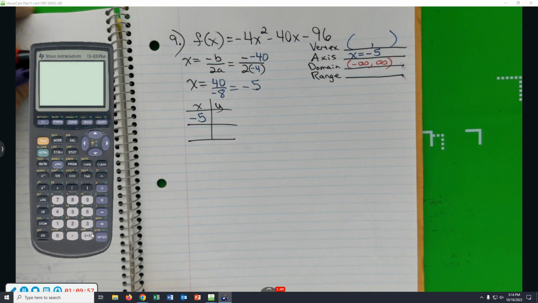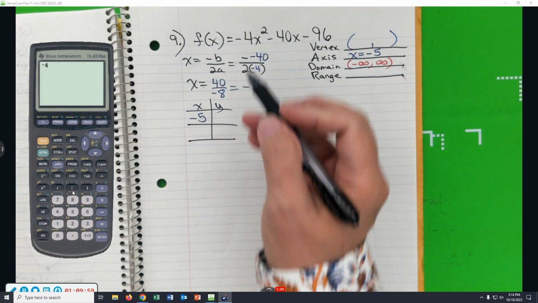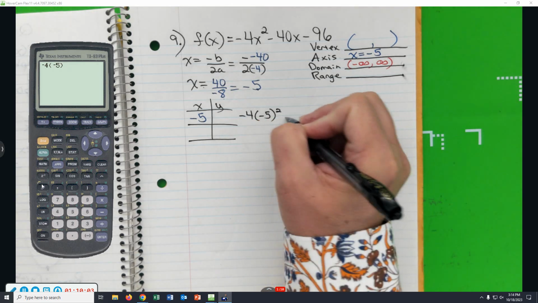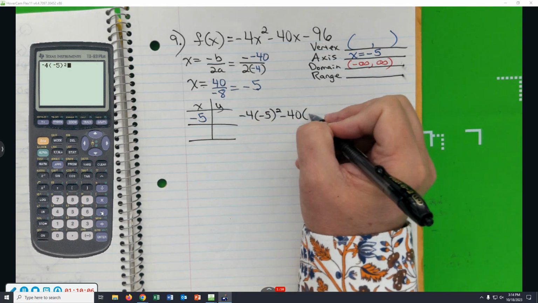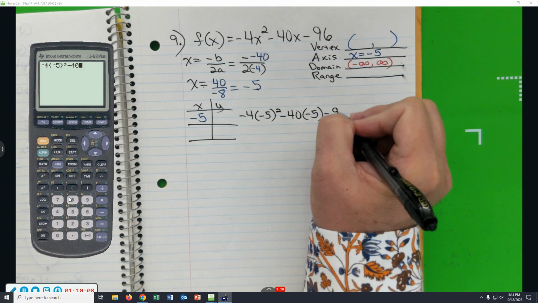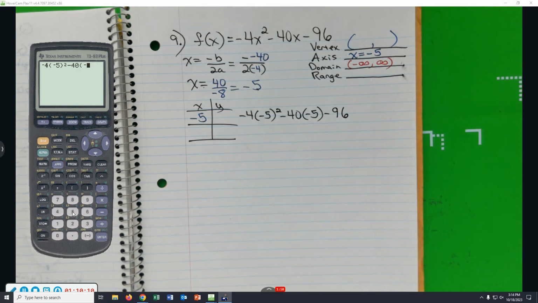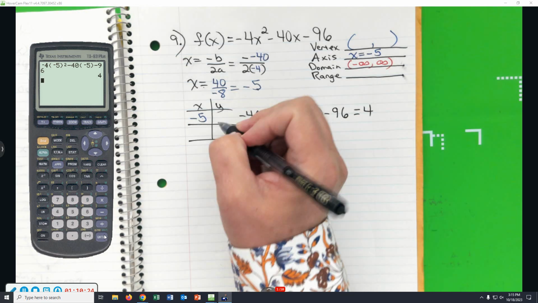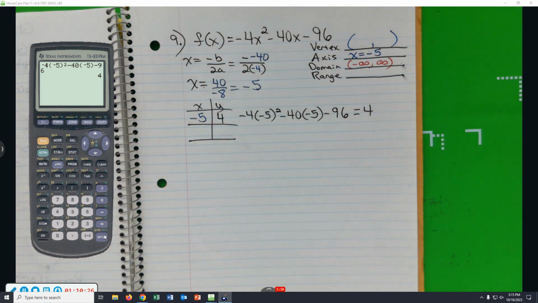I'm going to use my calculator. So we're plugging in negative 5. We have a negative 4 times a negative 5 squared minus 40 times negative 5 minus 96. That would be a positive 25 times a negative 4. That's a negative 100 plus 200. So that's a 100 minus 96. I'm getting a positive 4. Let's see if Tony's calculator gave me the same number, a positive 4.